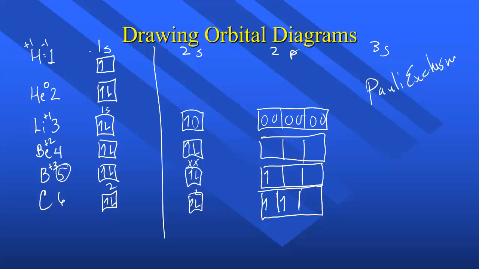The reason why this is important is because this helps us to predict whether something's going to be magnetic or not. The more single people we have, the more magnetic a substance is. It's a special type of magnetism called paramagnetism. Okay? So this guy is more magnetic than boron because it has 2 solos.